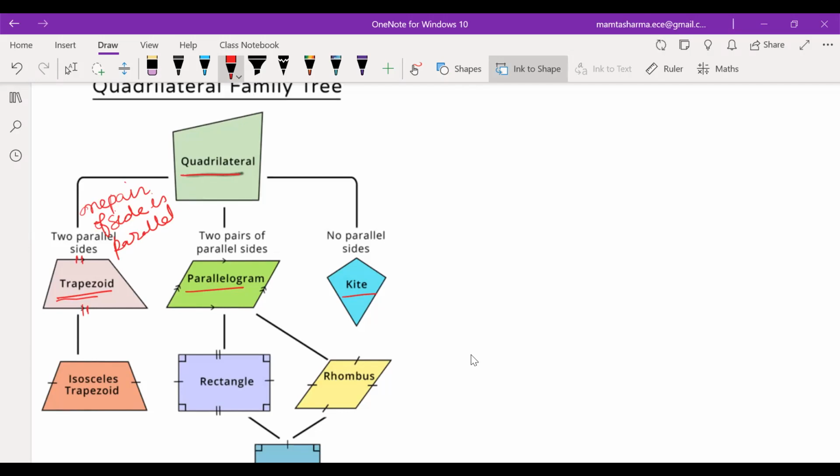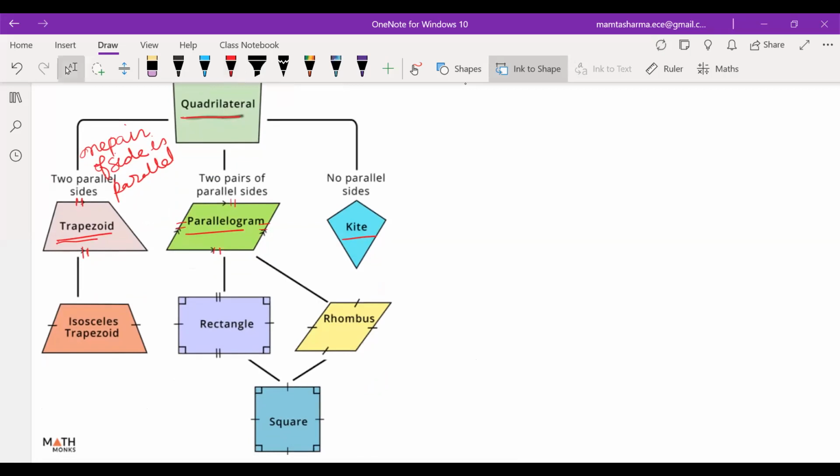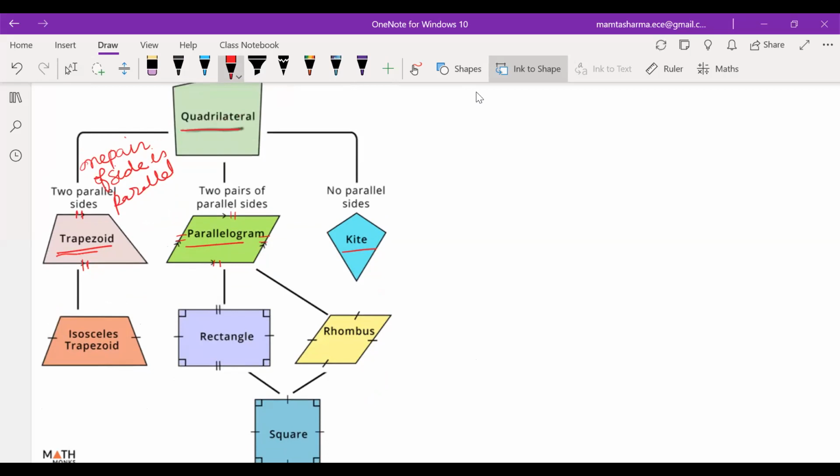In a parallelogram, two pairs of sides are parallel. This side will be parallel to this side, and these opposite sides will also be parallel. Two pairs of parallel sides, so that will be a parallelogram. In the parallelogram family, we'll discuss these types later.